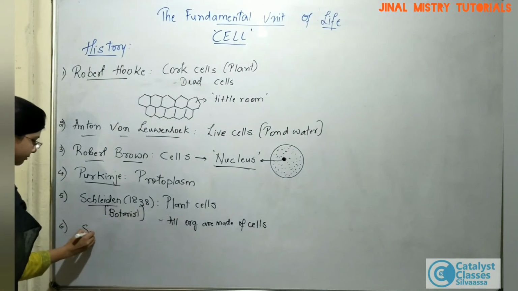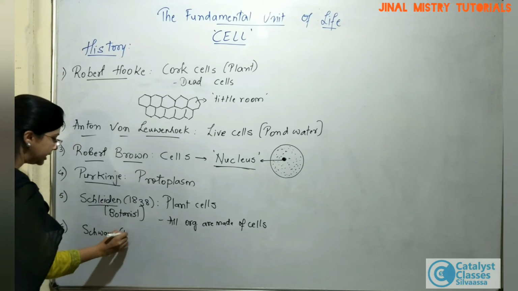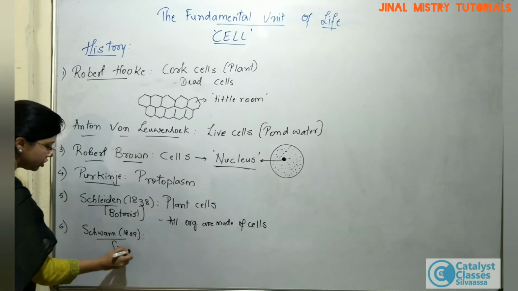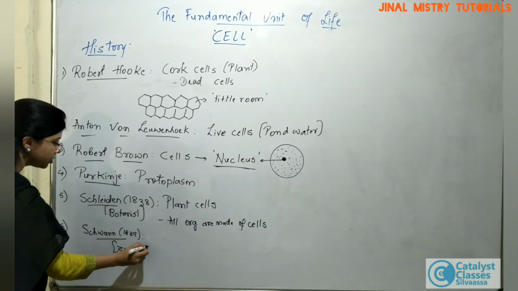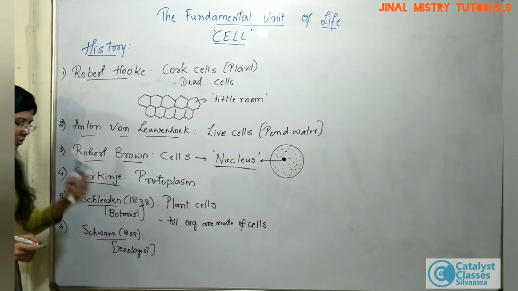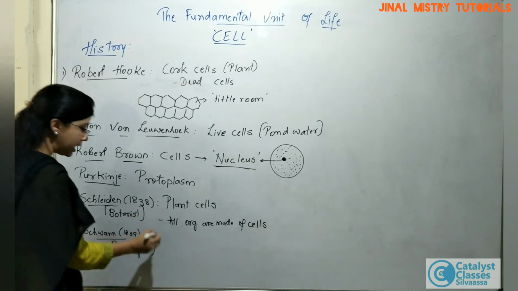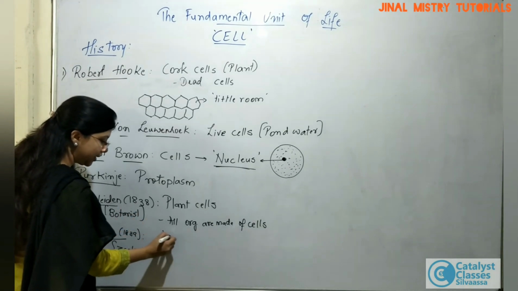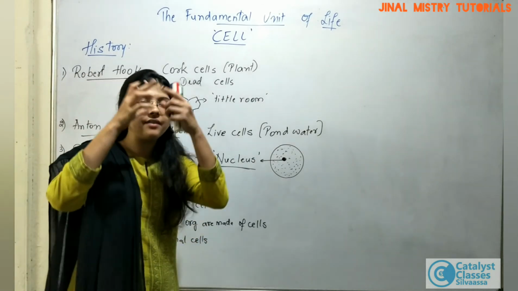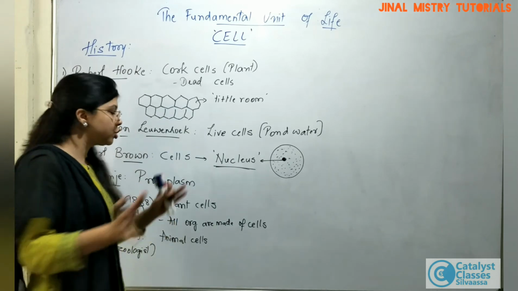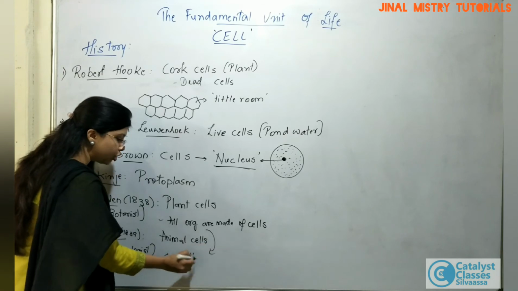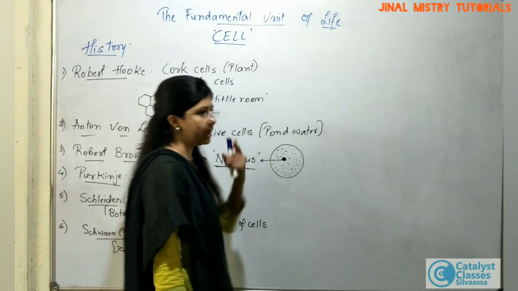At the same time, a year later, in 1839, Schwann was a scientist who was a zoologist. Now, what do you mean by zoologist? A person who studies animals. So, Schleiden was studying plants, Schwann was studying animals. When he was studying animal cells, he said that these animal cells do not have any hard membrane, but they have structures similar to plant cells, and hence he also concluded the same: all organisms are made up of cells.